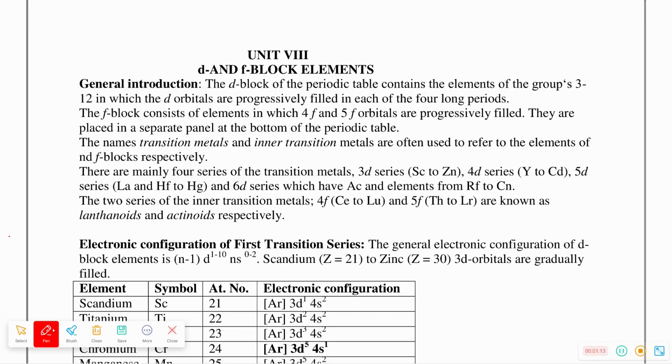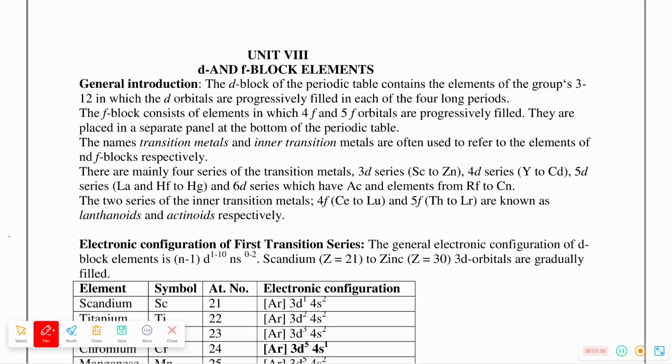In between, group 3 to group 12 is there. That group 3 to group 12 are called D block elements. Clear? These D block elements are called transition elements or transition metals.